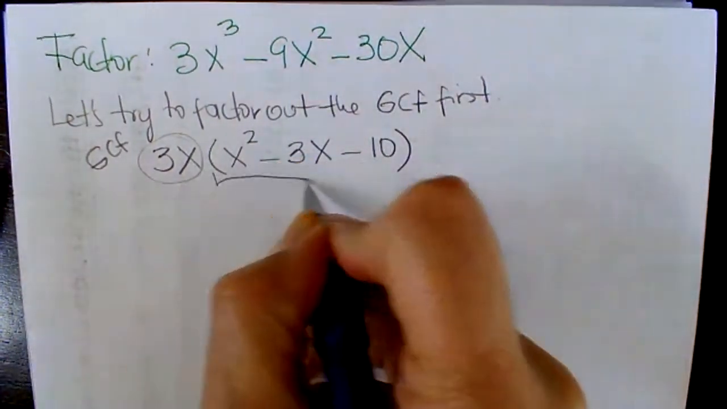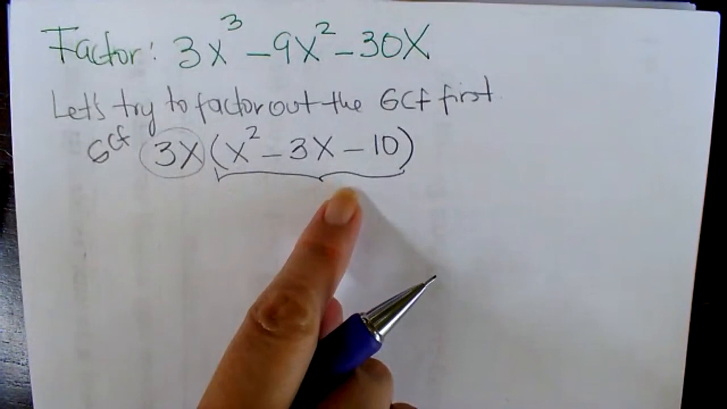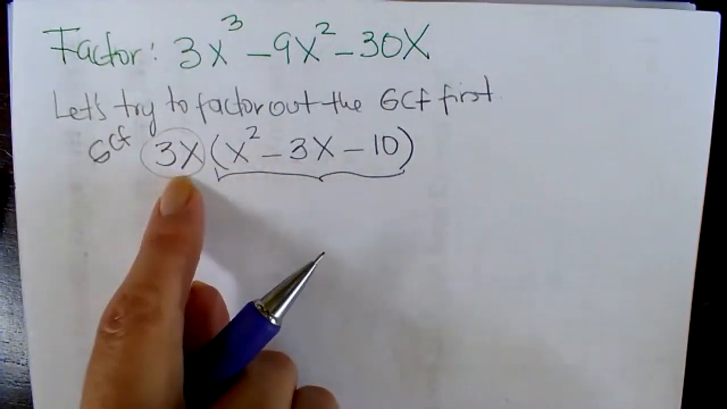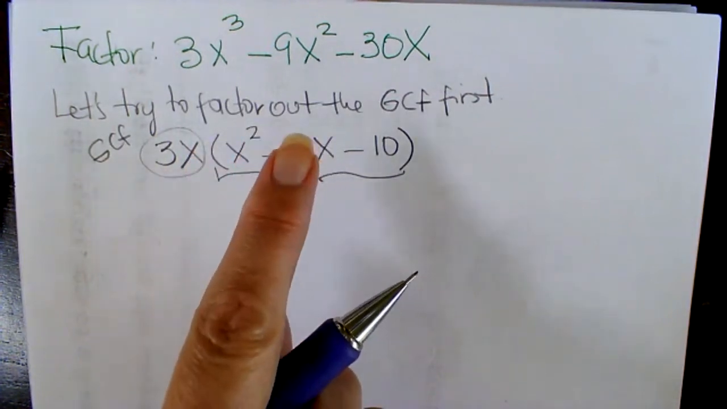Now, I could apply the sum and the product method here. Just don't forget to carry the 3x all the way to the end. So I need to find two numbers.